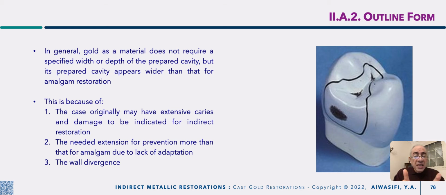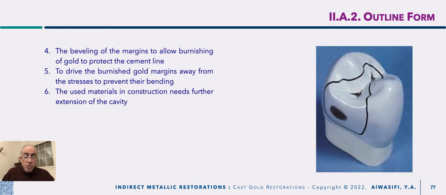You need to increase the cavity, to widen the outline form, to make sure that all your margins are in a self-cleansable area, because this type of restoration lacks adaptation. The wall divergency results in the outer diameter seeming wider than that for amalgam. Also, after diverging the walls, you add extra beveling of the enamel margin to get room for burnishing the gold to protect the cement line.